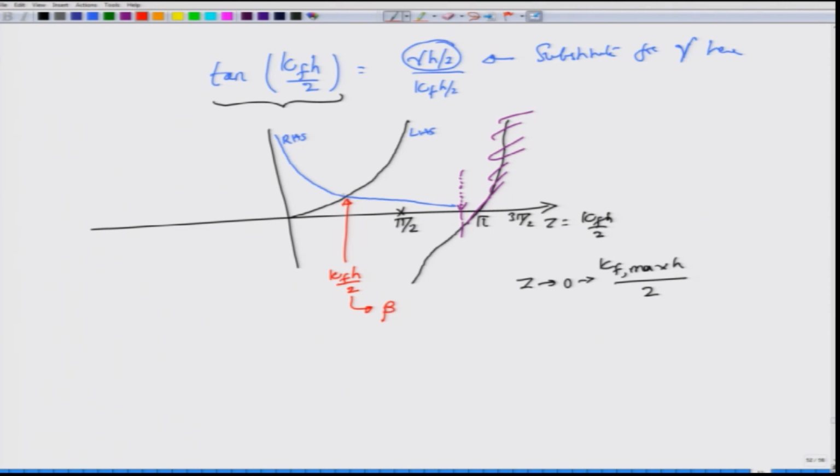So, this is what we would call the fundamental mode, and this mode happens to be the TE0 mode. What would be the situation for the TM even modes? Remember, for the TM even modes, the right hand side is basically n1 square by n2 square, and the corresponding gamma h by 2 by kappa h by 2 is essentially the same thing. So, all you have to do is take the right hand side and draw another curve which would be slightly away from this one.